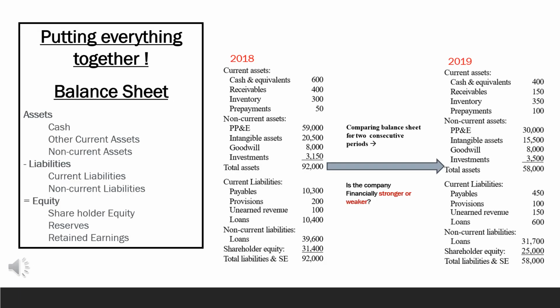Now, putting everything together, you can see the structure of the balance sheet. It has assets, liabilities, and equity, and a balance sheet needs to be always balanced, as in assets minus liabilities always equal its equity.